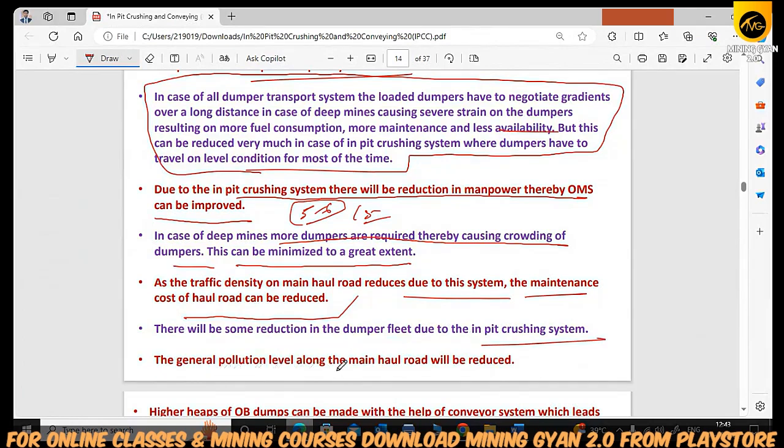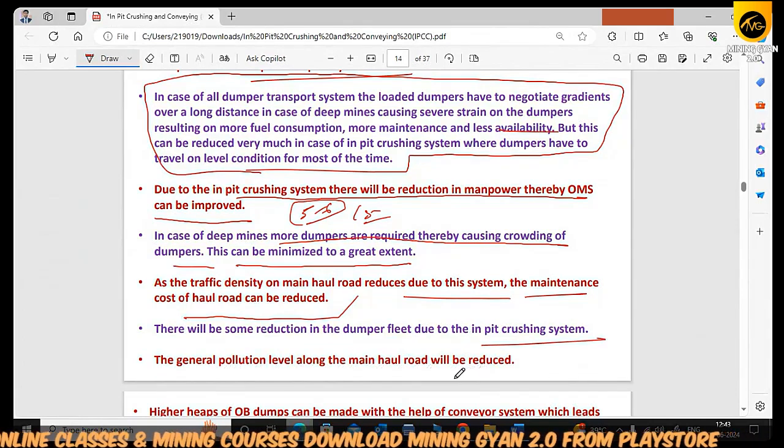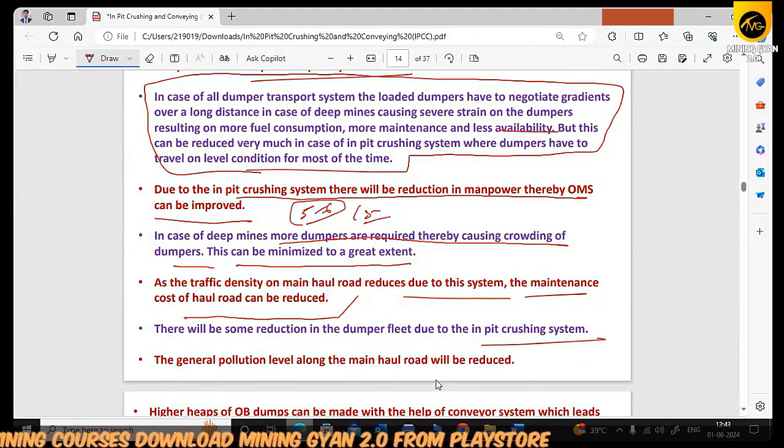The general pollution level along the main haul road is also reduced, because a dumper requires diesel, sometimes petrol. So it will produce noxious gases: NOx, SOx and CO2.